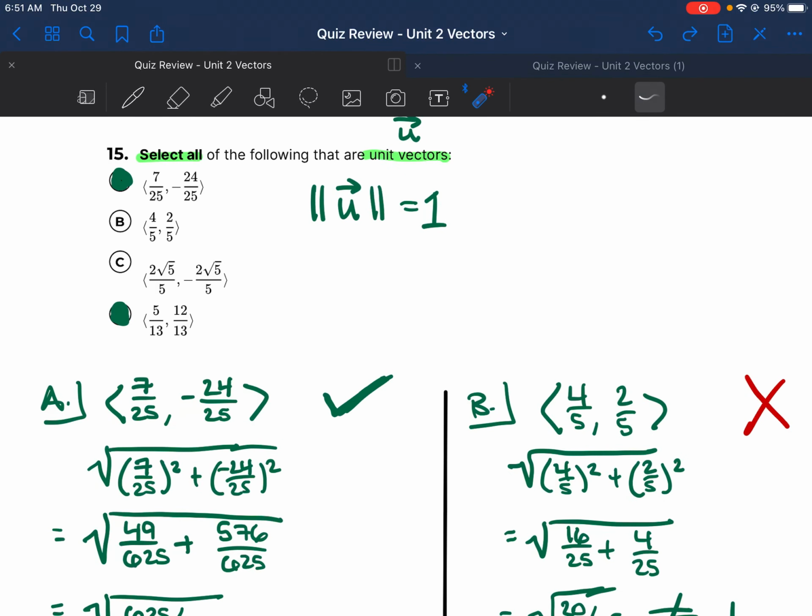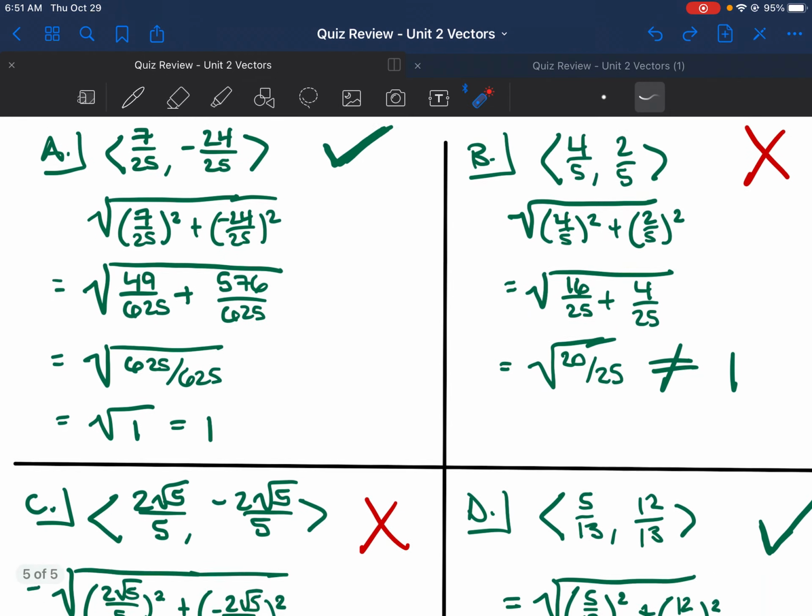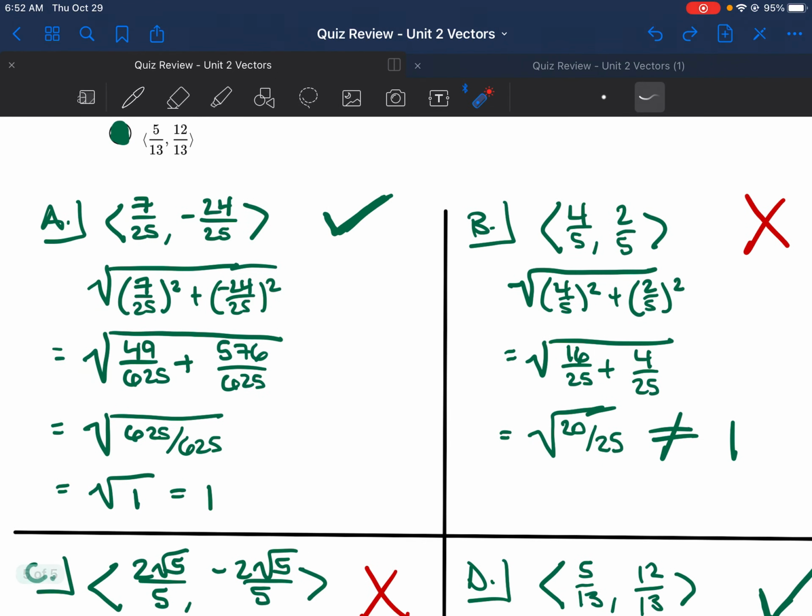In our last problem on the review, we want to select all of the vectors that are unit vectors. Remember that to be a unit vector, the magnitude of the vector has to equal 1 exactly. So let's look at all of these different vectors and see which ones have magnitudes of 1. Looking at vector A, which has components 7/25 and negative 24/25, when we square the components, we get 49 over 625 plus 576 over 625. This adds up to 625 over 625, which is 1, and we know the square root of 1 is 1. So A is a unit vector.